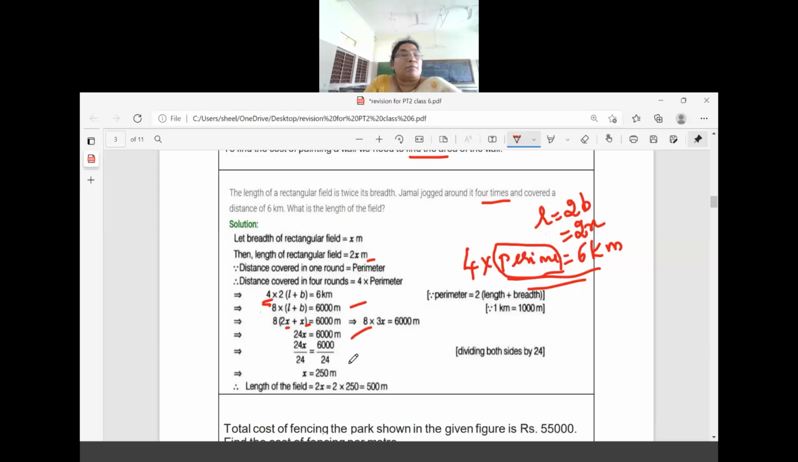So both sides we have to divide by 24, cancelling 24, or directly we can go for x equal to 6000 by 24. So what is the answer? 250. If 250 you are getting, that is our breadth only. Now the question asked for length. So here you got breadth is equal to 250, right? And length is equal to 2 times of that one. It is equal to 500.